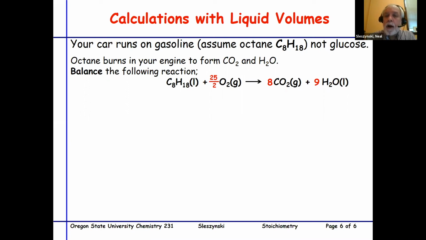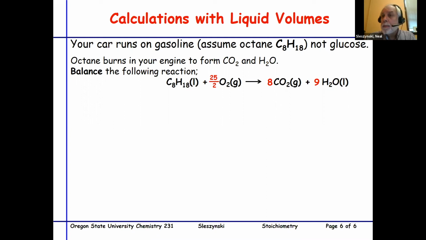We have 8 carbon dioxide molecules giving us 16 oxygens. We have 9 water molecules giving us a further 9 oxygens. When we add those together, we need 25 oxygen atoms. But oxygen as a reactant comes in units of 2. Well, I've chosen to write a stoichiometric coefficient of 25 divided by 2 on the left-hand side.